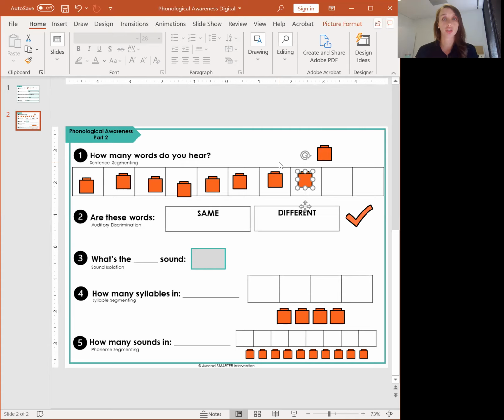Oftentimes what happens for students who are struggling to read or who are struggling to spell is that they have difficulty with short-term working memory. And so we want to make sure that just in terms of rote memory, can they just repeat back? We want to make sure that we're building that skill up. You'll be surprised at how many students will repeat something back to you that's not what you said.